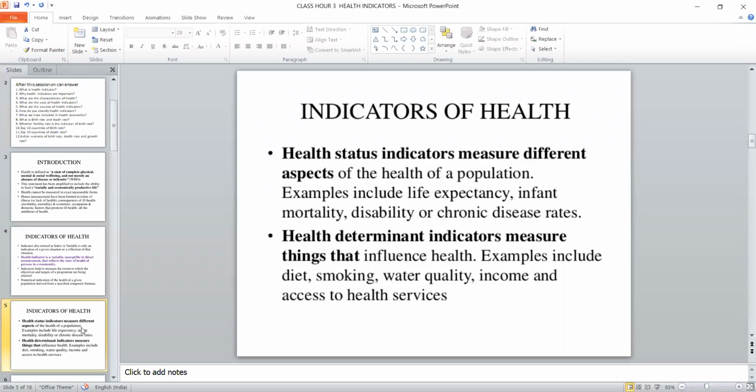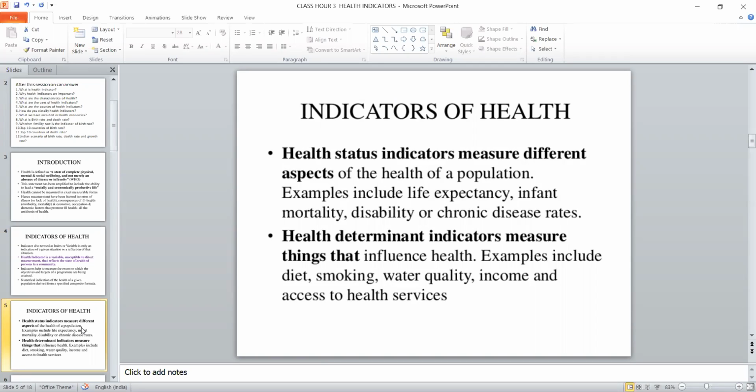But one thing keep in mind, these elements are influenced by habitual action. For example, some people will not have a proper diet. Some people may have the habit of smoking. The quality of water definitely will affect human beings and animals. Definitely, this factor will affect the health indicator.